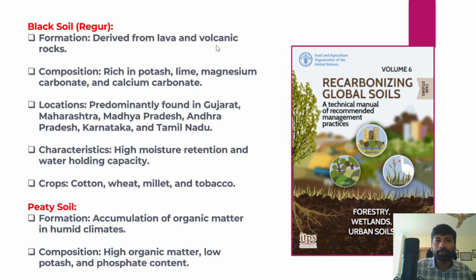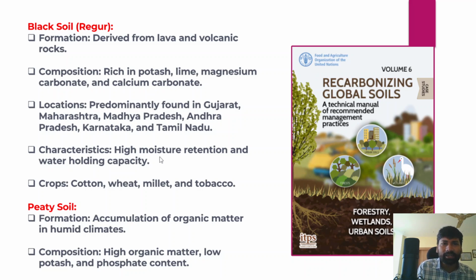Now what is the major composition of these black soils? The composition of these black soils includes, they are very rich in potash, lime, magnesium carbonate and even calcium carbonate also. So this is the composition of the black soils. And location, as I have already told you, these black soils are predominantly found in a few states across India. So they include Gujarat, Maharashtra, Madhya Pradesh, Andhra Pradesh, Karnataka and Tamil Nadu. And in fact, these are the states which are very famous for the cultivation of cotton, because black soils are able to retain moisture, and therefore they support the growth and cultivation of cotton crops.